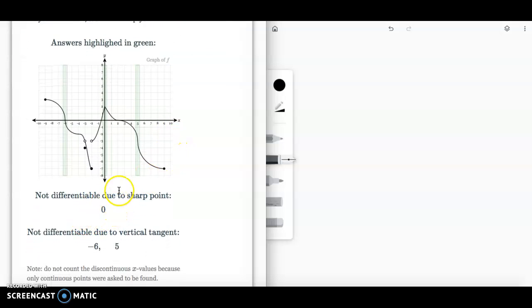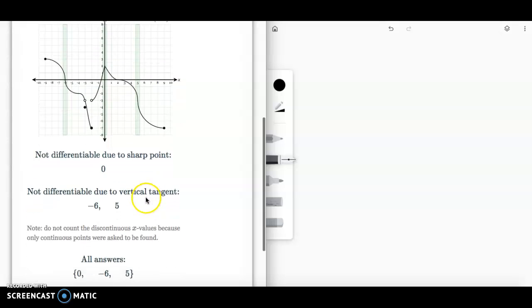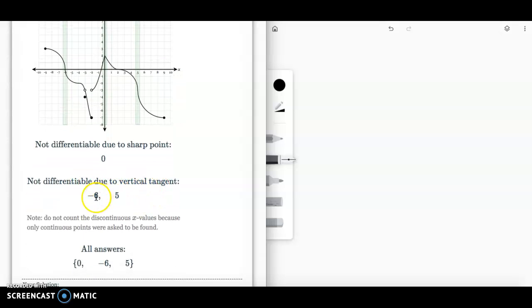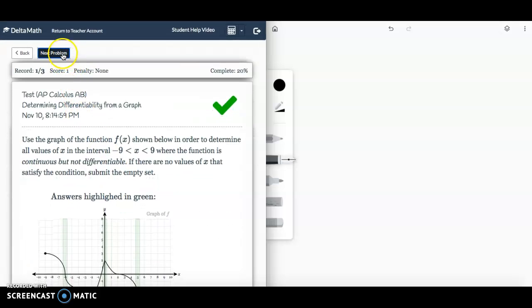Not differentiable. Oh, they called it a sharp point. Cusp or corner is usually more used. And then not differentiable due to a vertical tangent line, -6 and 5. Okay, let's try another one of those.